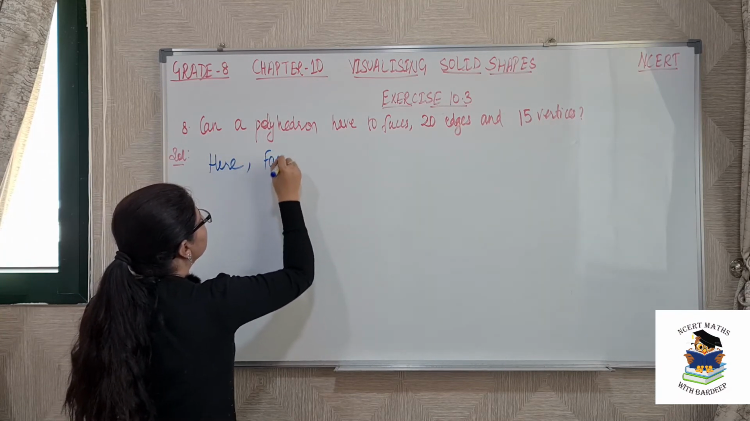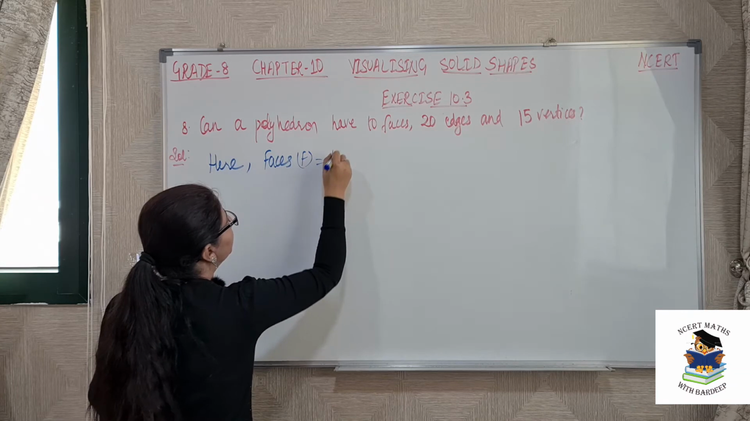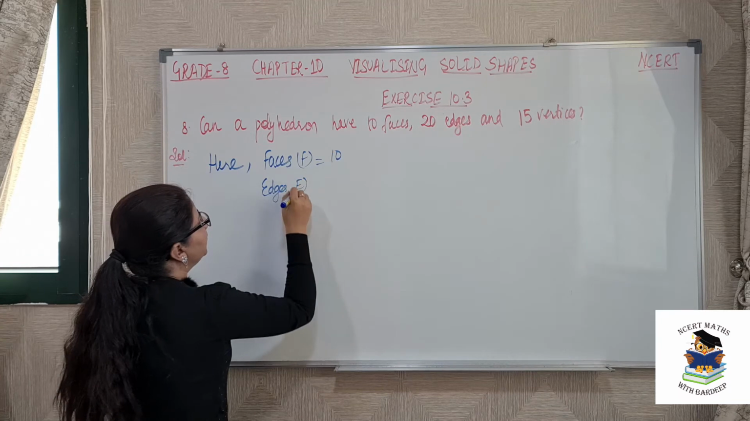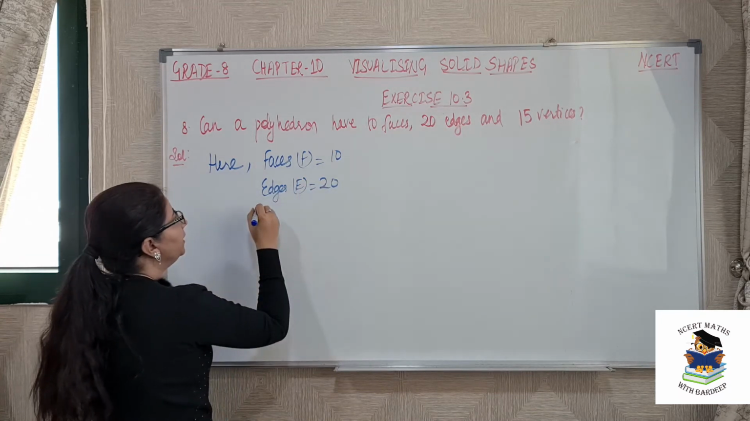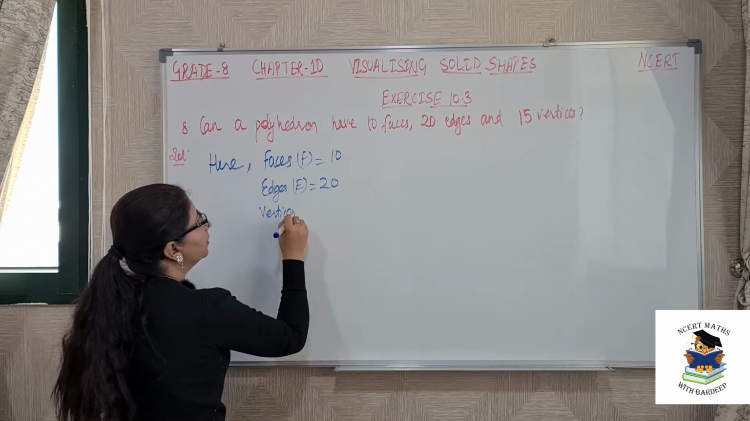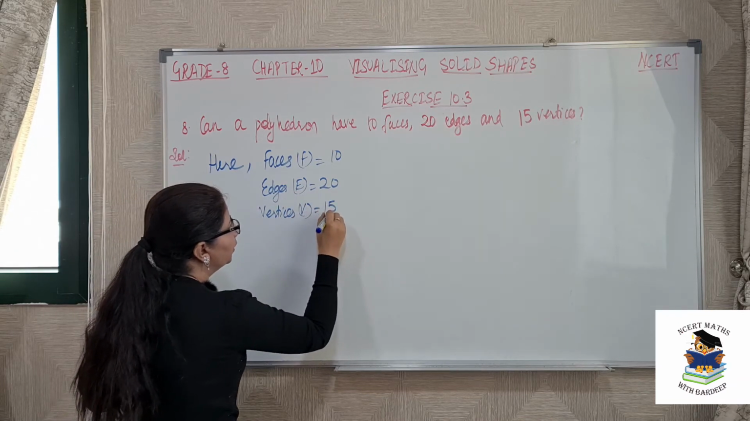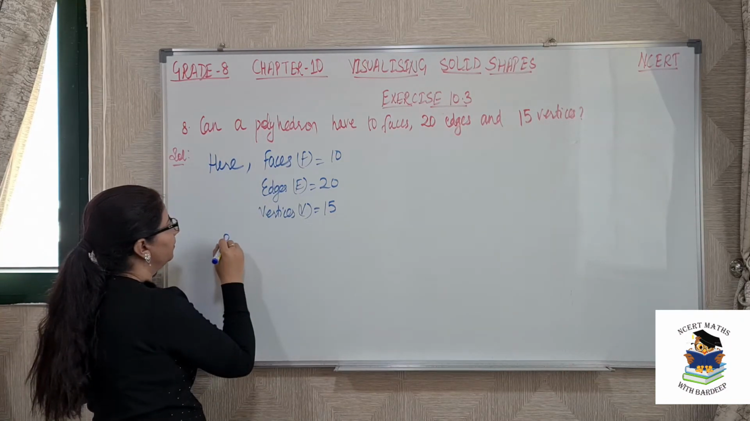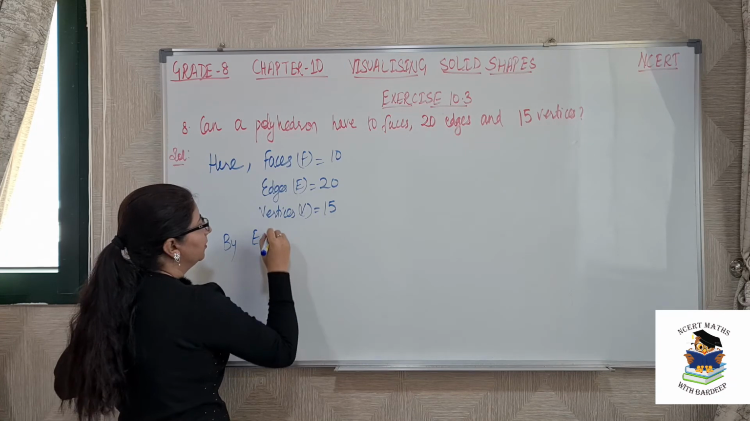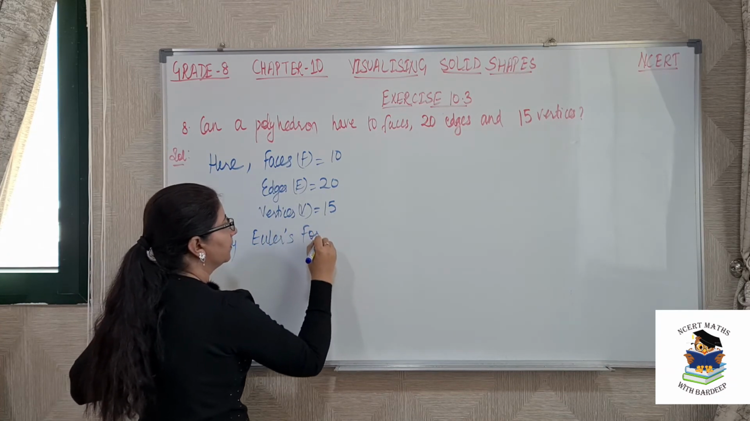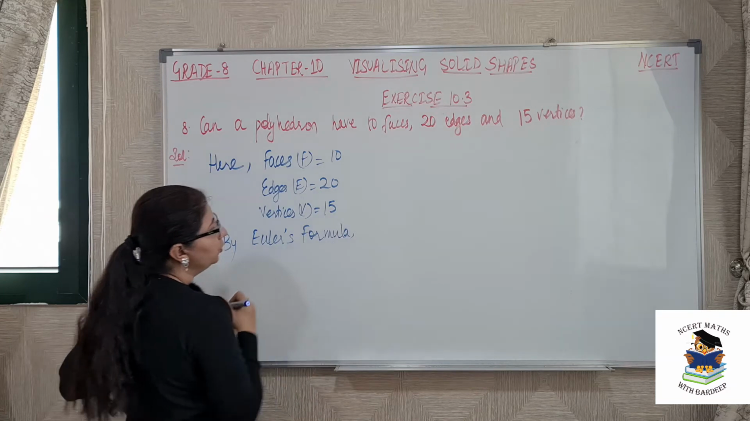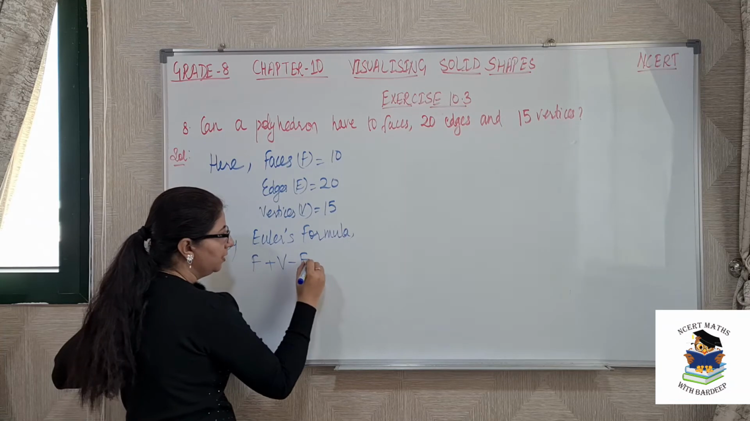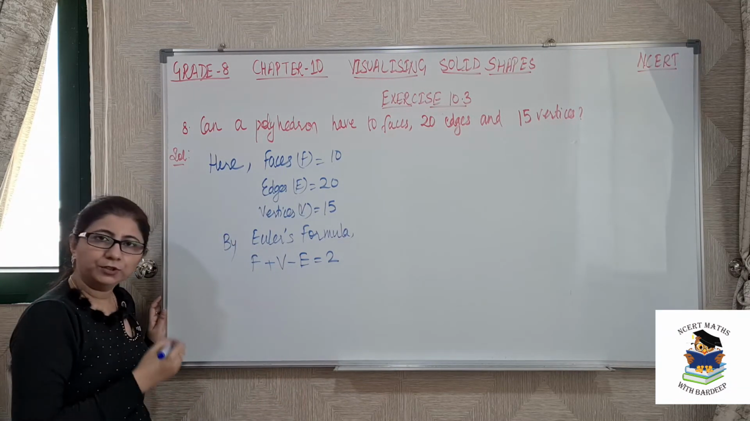Here faces, that is F is equal to 10, edges E equals to 20, vertices V equals to 15. So now we will use Euler's formula. So what is the formula? Number of faces plus number of vertices minus number of edges should be equal to 2.